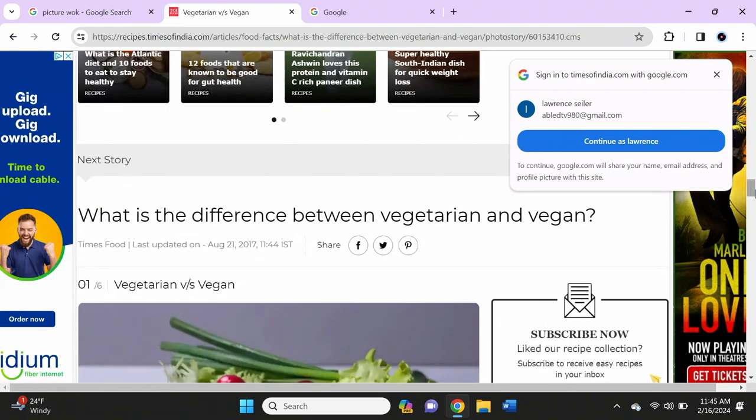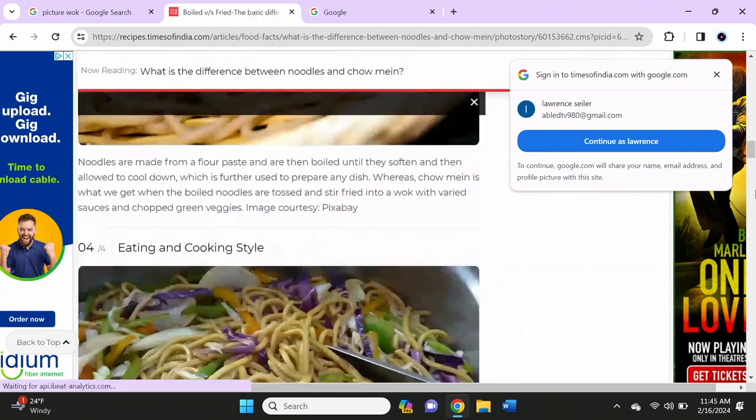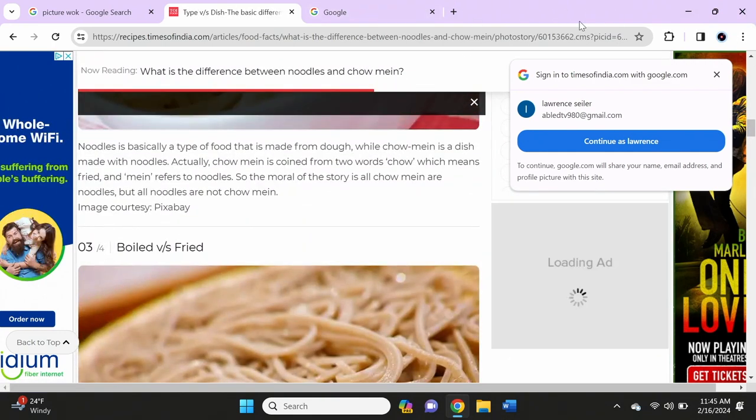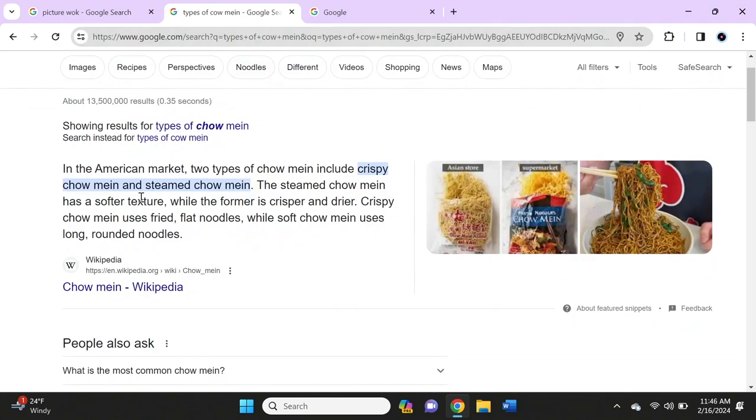So that's what chow mein is. Let me go into the types of chow mein. In the American market, two types of chow mein include crispy chow mein and steamed chow mein. The steamed chow mein has a softer texture, while the former is crispier and drier. Crispy chow mein uses fried flat noodles, while soft chow mein uses rounded noodles.